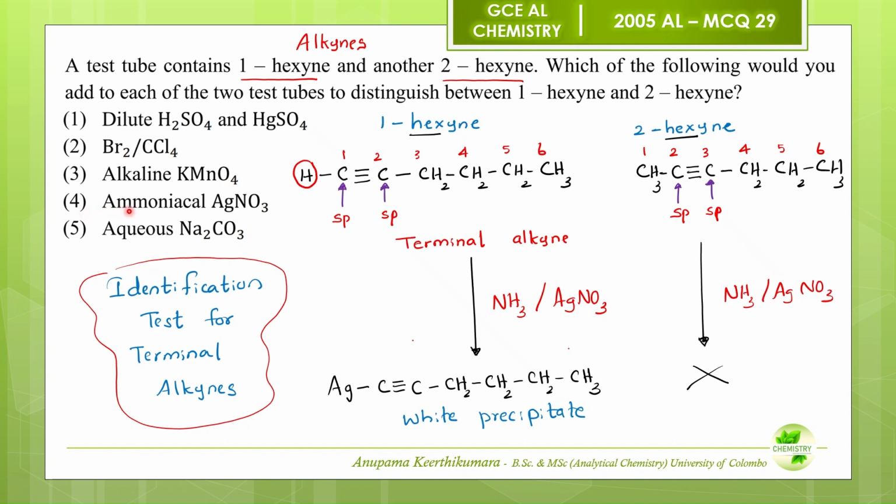When ammoniacal silver nitrate was added, only 1-hexyne gives a white precipitate, while 2-hexyne does not give any precipitate. Therefore, you can distinguish between 1-hexyne and 2-hexyne by using ammoniacal silver nitrate. The answer is number 4.